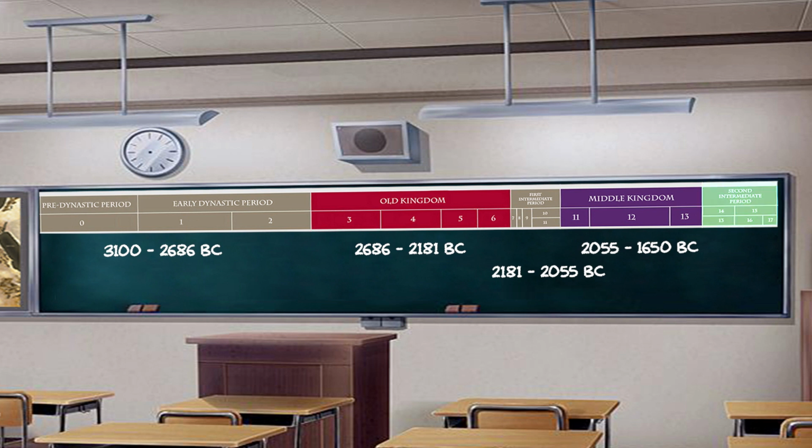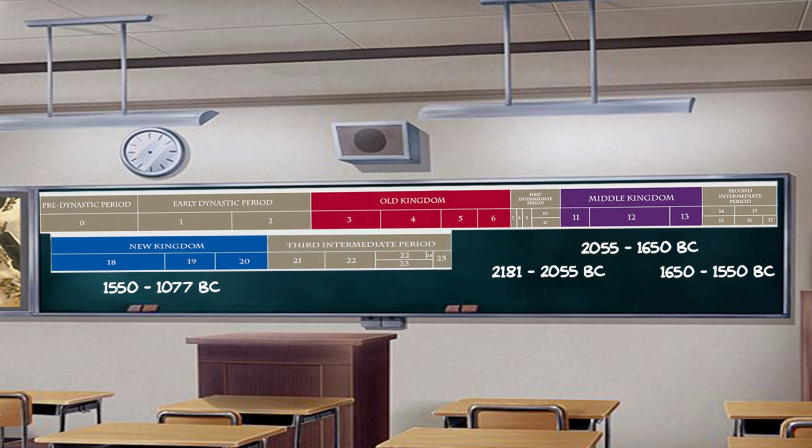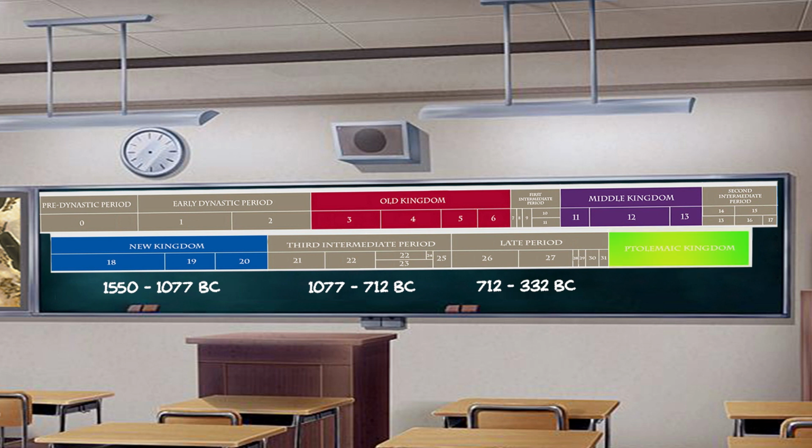The Second Intermediate Period, from 1650 to 1550 BC. The New Kingdom, from 1550 to 1077 BC. The Third Intermediate Period, from 1077 to 712 BC. The Late Period, from 712 to 332 BC. And finally, the Hellenistic period, from 332 to 30 BC.